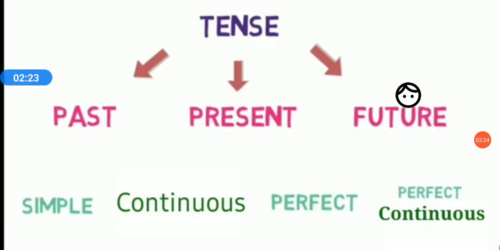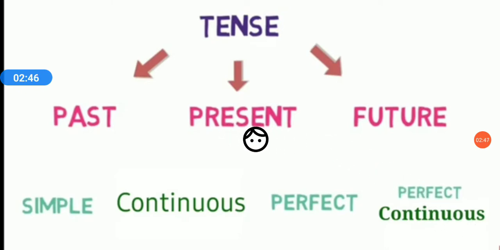There are four subtypes of each tense: past, present, and future. So what are the four subtypes of past tense? Simple past tense, past continuous tense, past perfect tense, and past perfect continuous tense.